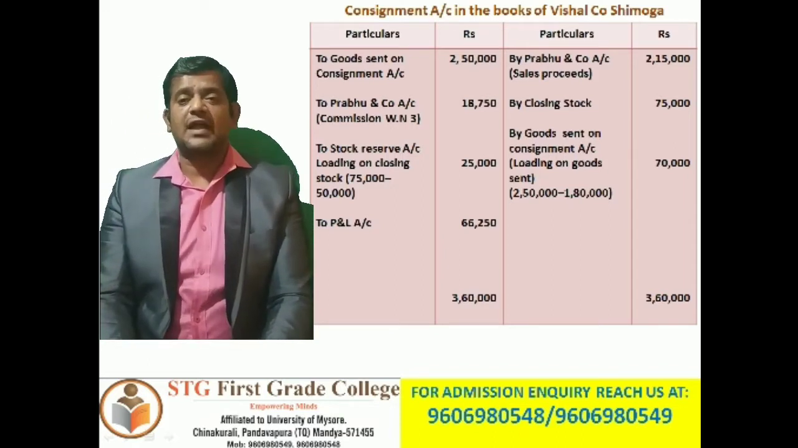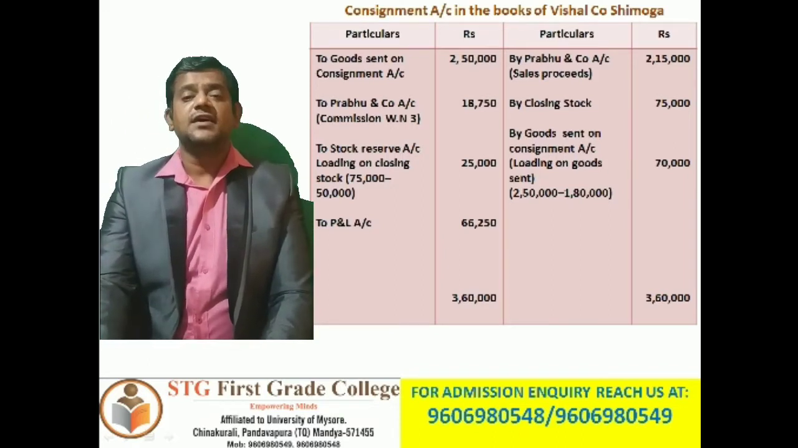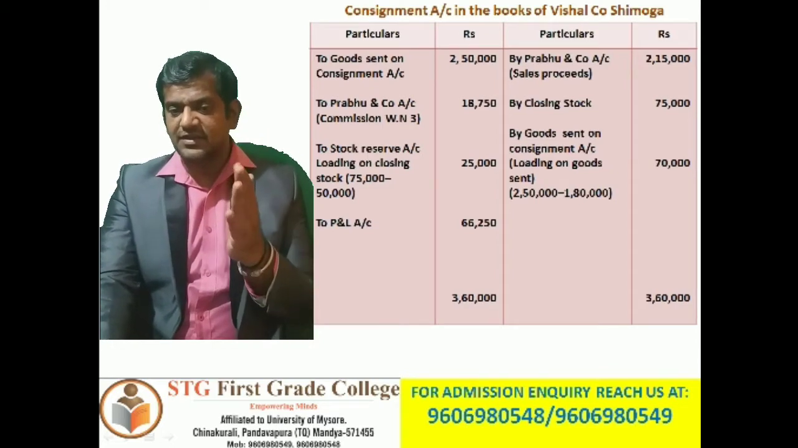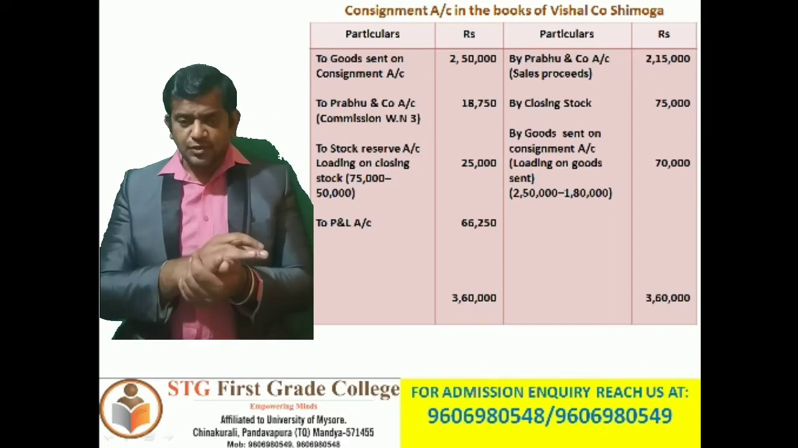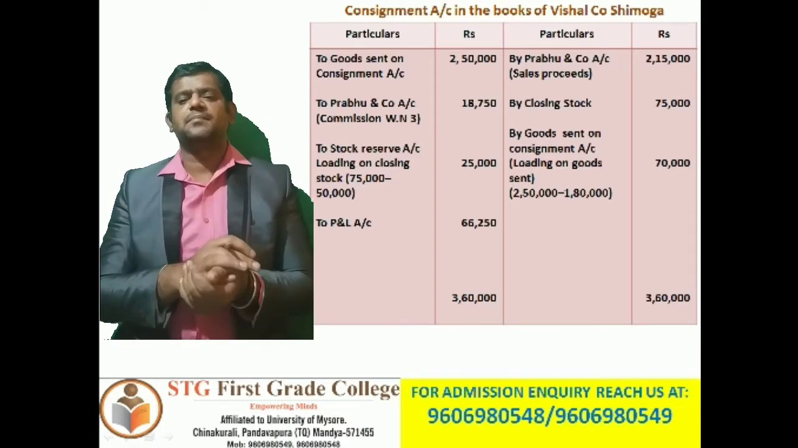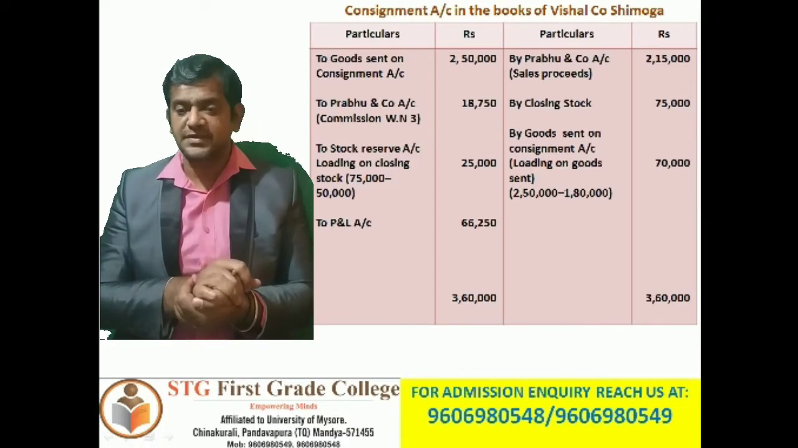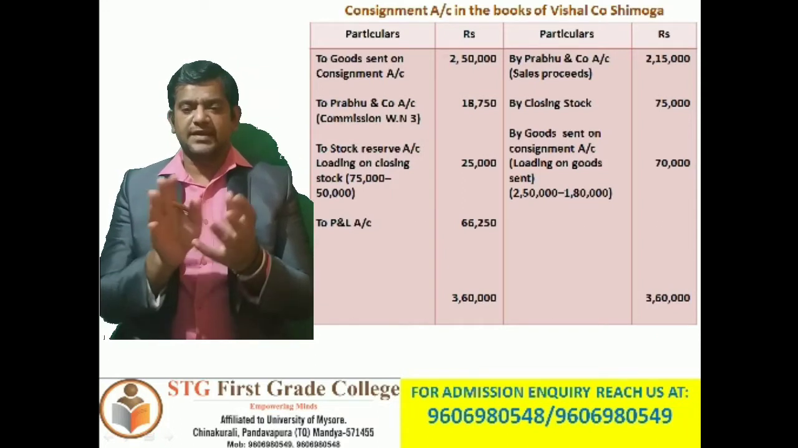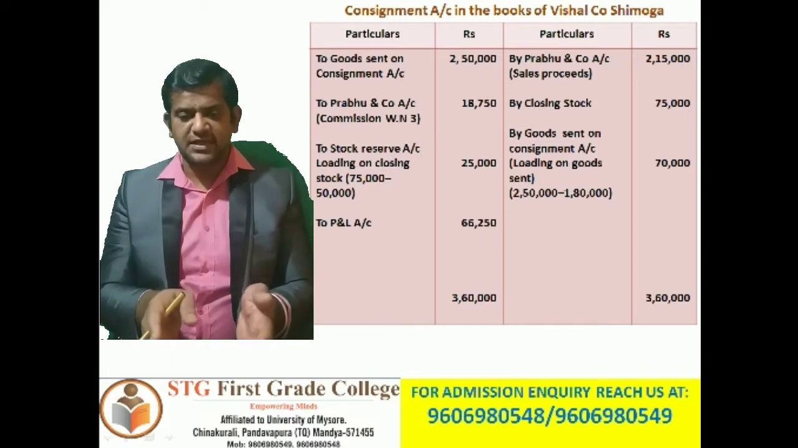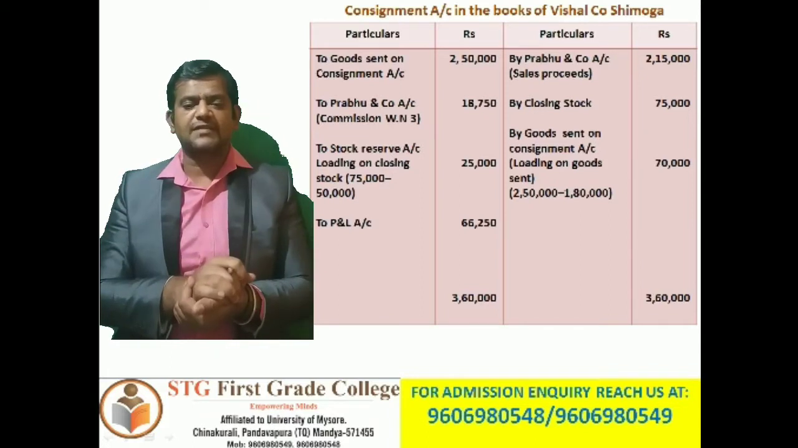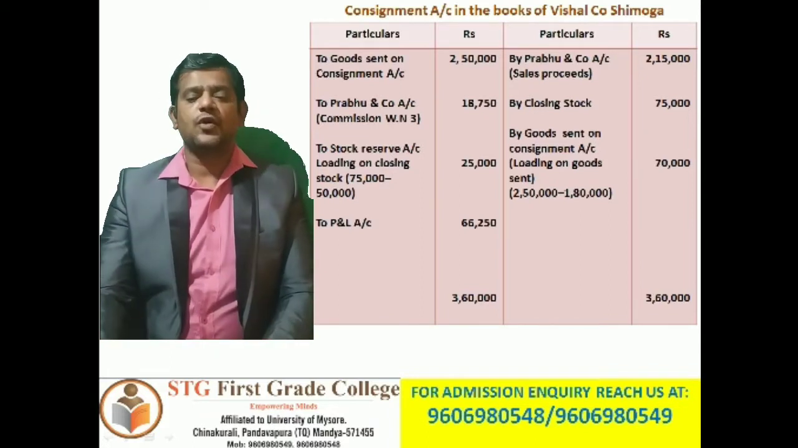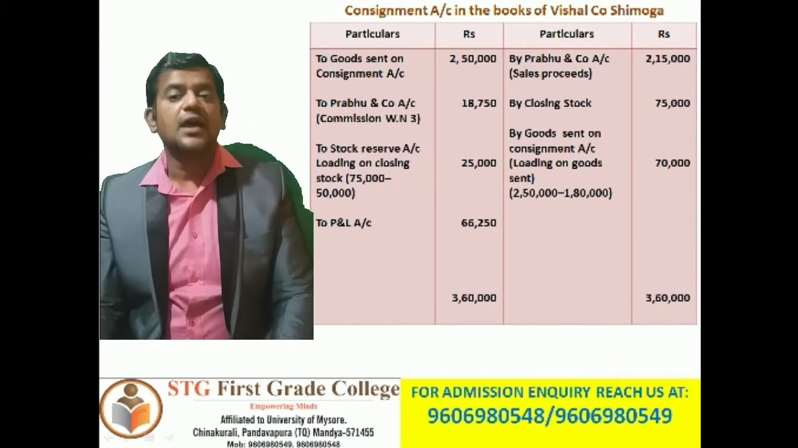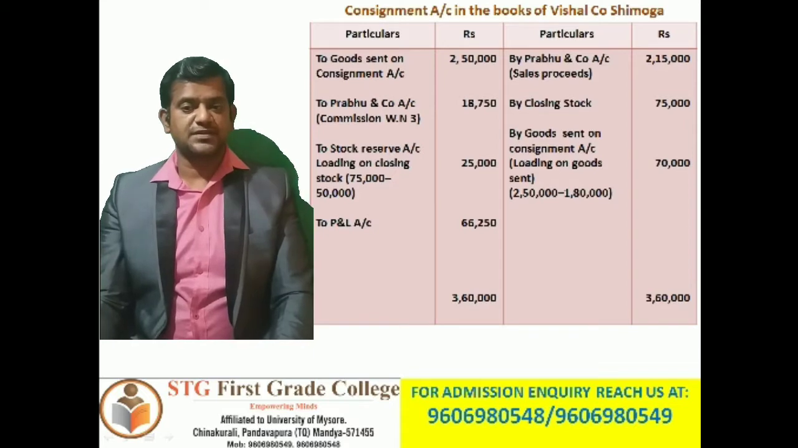What was the value of goods consigned? At the beginning of the problem it is very clearly given: 2,50,000. The total invoice price of the goods consigned is 2,50,000 rupees. So I am going to enter goods sent on consignment on the debit side, 2,50,000 rupees.